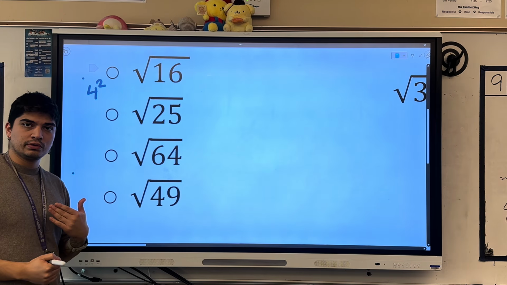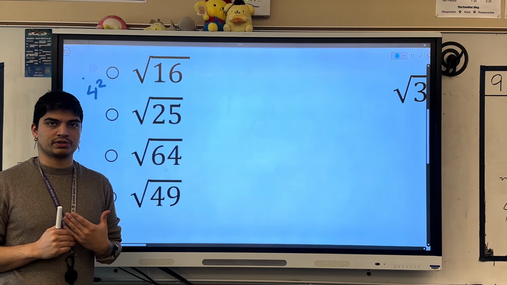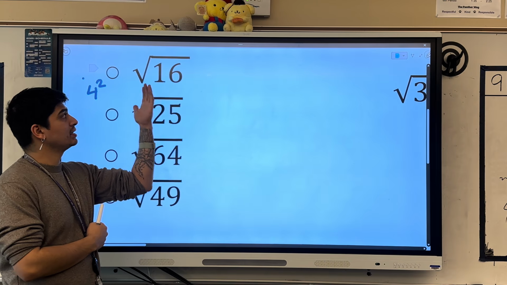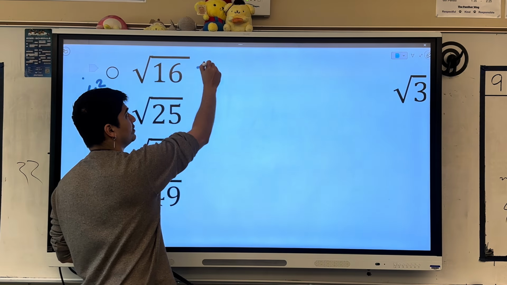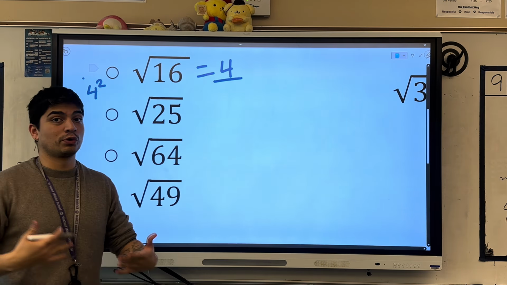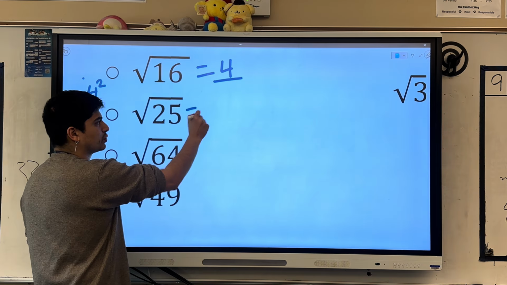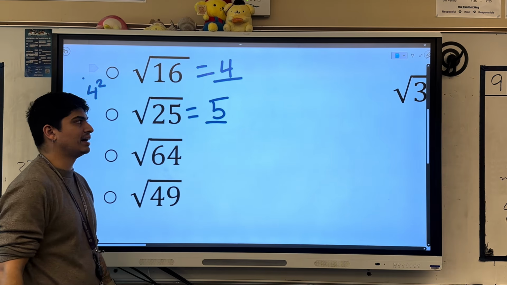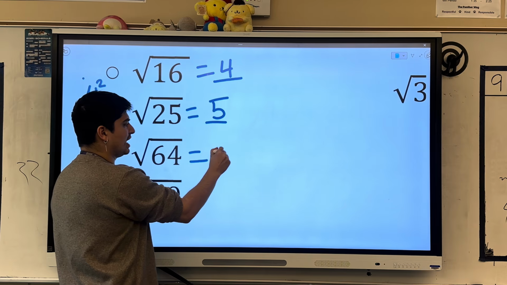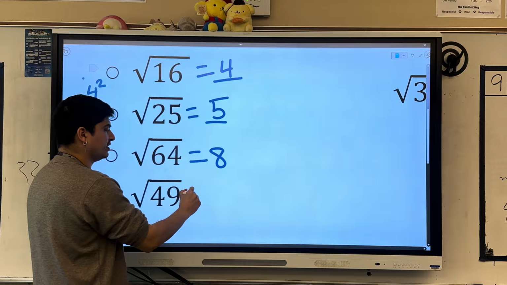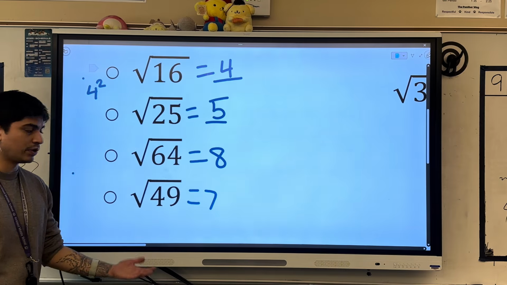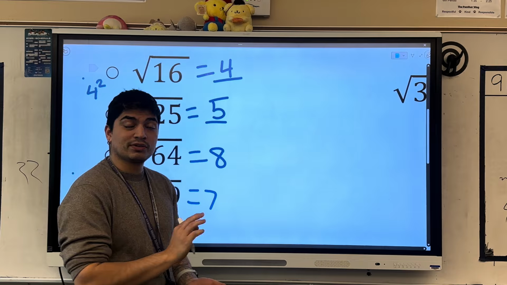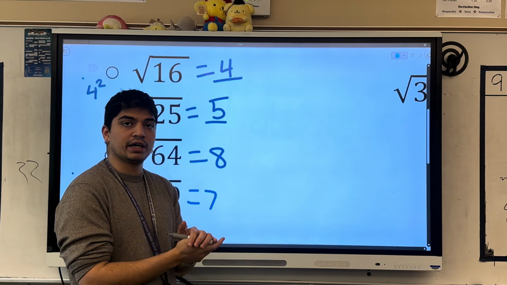So a square root is like doing that backwards, where we're trying to think to ourselves, what two numbers that are the exact same when multiplied equal 16? So the square root of 16 is 4, because 4 times 4 is 16. So for 25, what two numbers multiplied against 25 that are the same? Well, it's 5. So the square root of 25 is 5. 5 times 5 is 25. 8 times 8 is 64. And then finally, 7 times 7 is 49. So these are perfect squares. They have an exact number that you can multiply without decimals to make the square root.